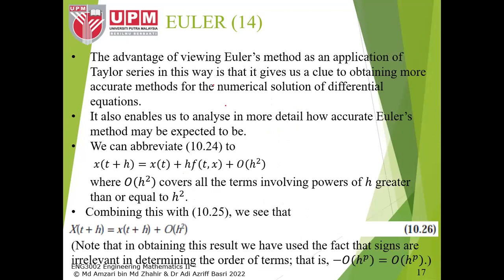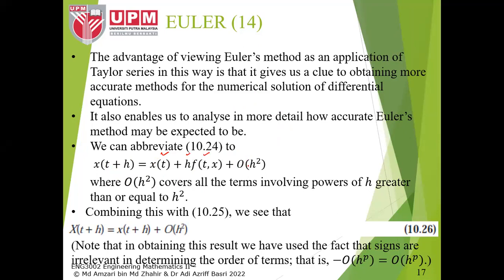The advantage of viewing the Euler method as an application of a Taylor series in this way is that it gives us a clue to obtain more accurate methods for numerical solution of differential equations. It also enables us to analyze in more detail how accurate the Euler method is. We can abbreviate this as x(t plus h) equals x(t), the first function, plus the time step times the function.